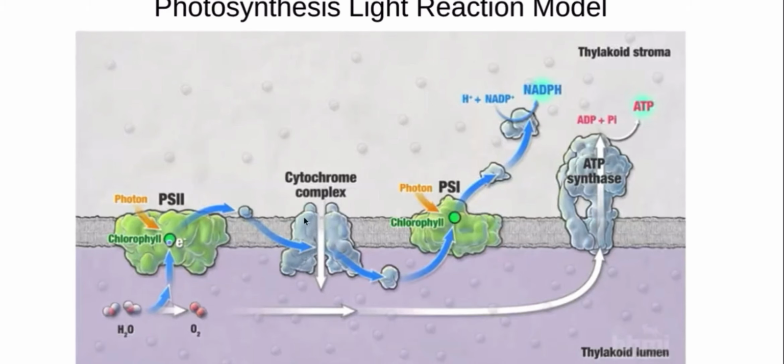And the excited electron in the cytochrome complex, the cytochrome complex uses some of the excited electron's energy to transfer protons into the thylakoid lumen, which is in the inside of the thylakoid. And that's it for my part.